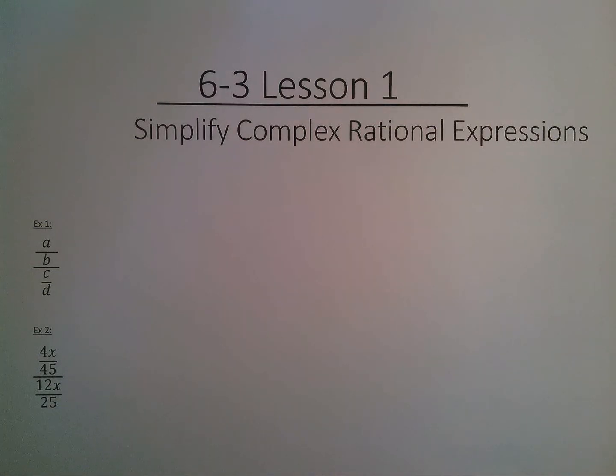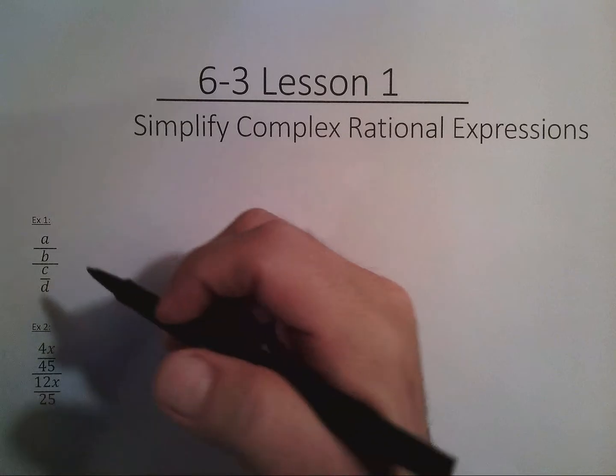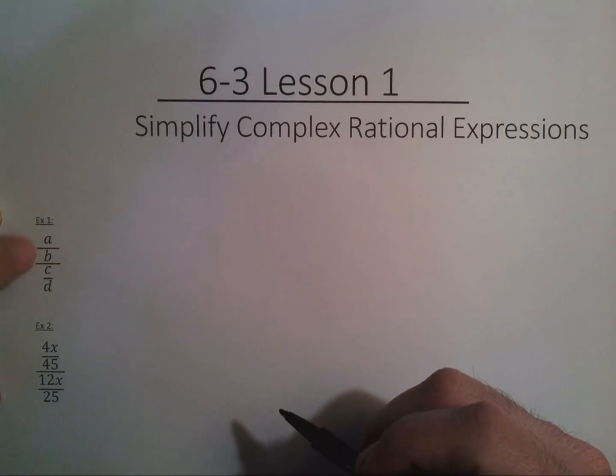Alright, this is 6.3, Lesson 1, Simplifying Complex Rational Expressions. Hopefully you've seen this before, and this won't be the first time you've seen it, but let's just go back to the basics. The slash that you have represents division. So really, we have A over B divided by C over D.